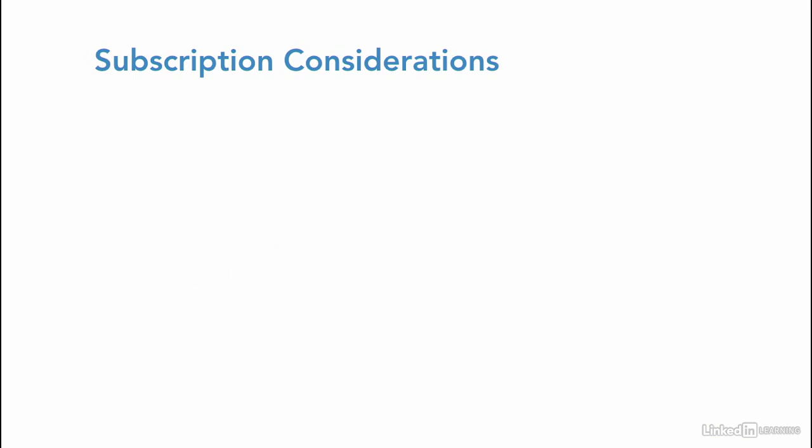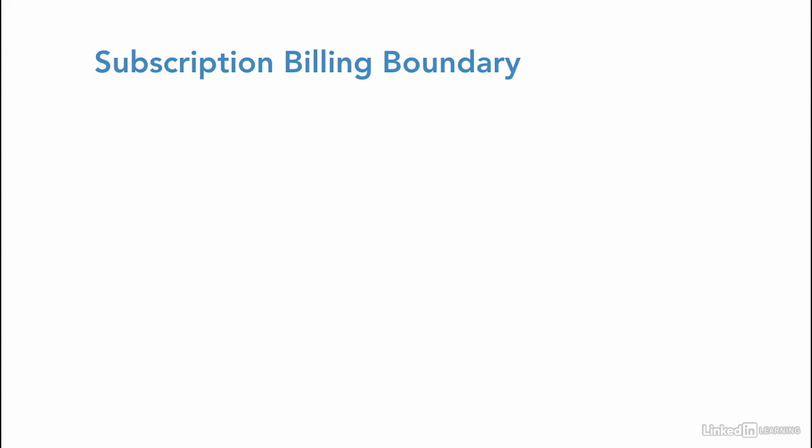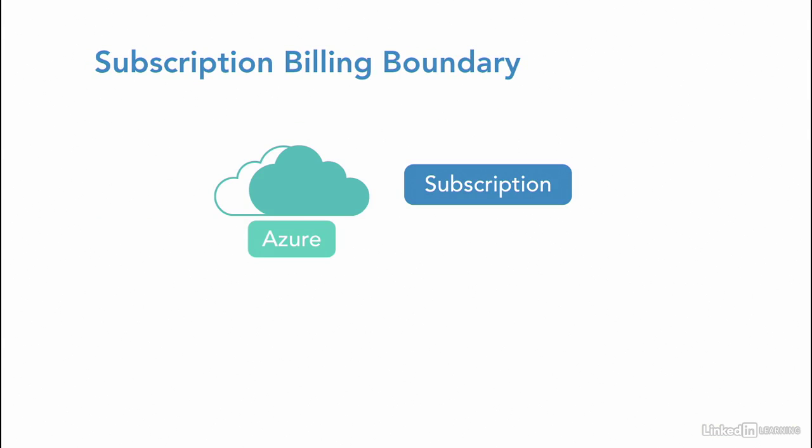But there are some considerations. And the biggest consideration is you must be aware of the service limits for each subscription type. For example, in the pay-as-you-go subscription, the default limit only allows for 20 virtual CPUs. If you need to increase this, you do have to request it. And some limits can be raised and some can't. Always double check.